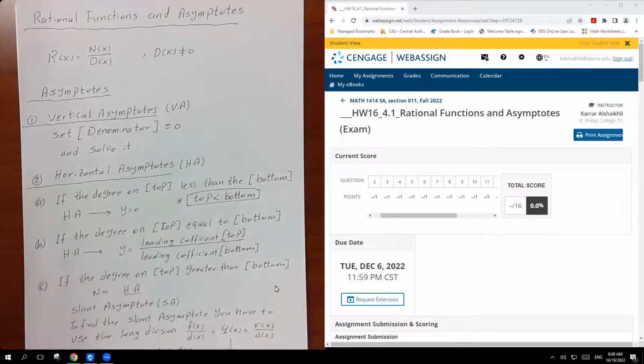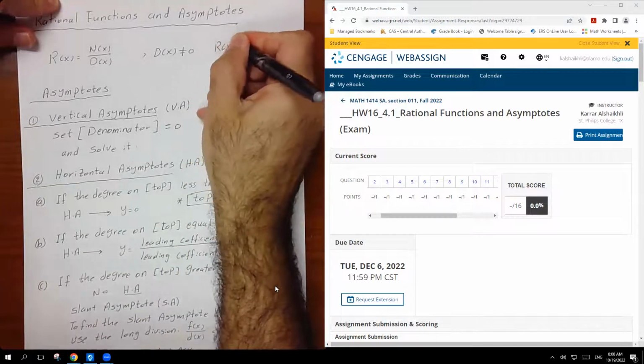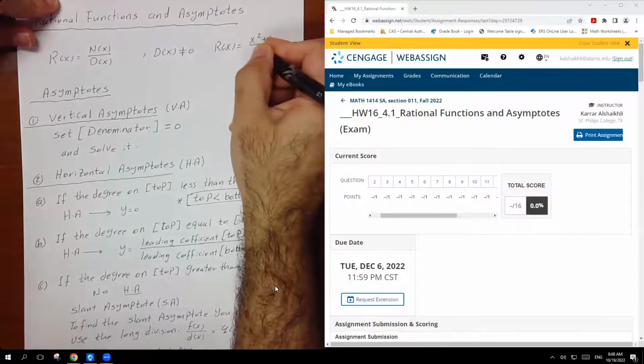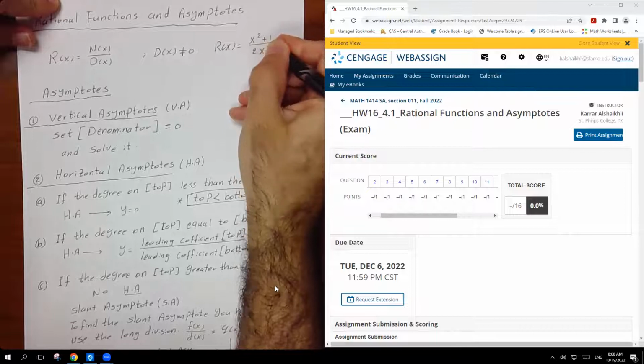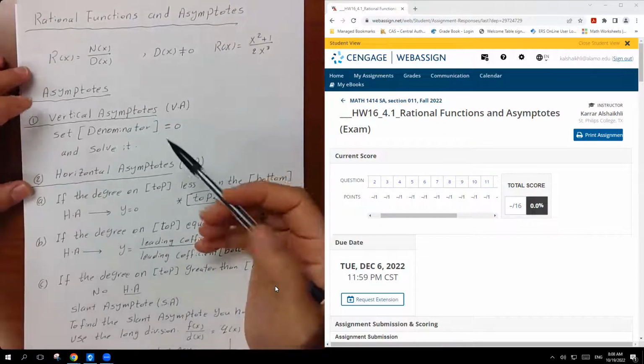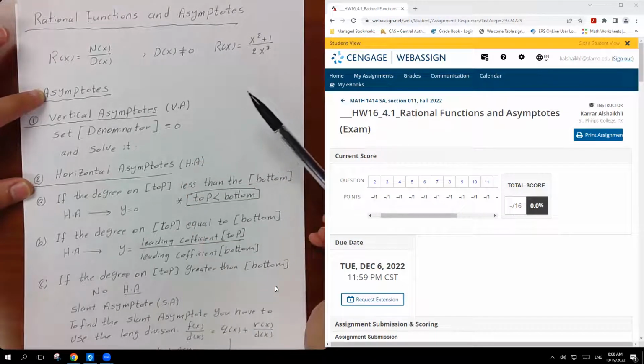A simple example: if you have r of x equal x squared plus 1 over 2x cubed, this is a rational function. We're not going to go into details now because our goal in this section is how to find the asymptotes. Then in the next section, we're going to learn how to graph it.